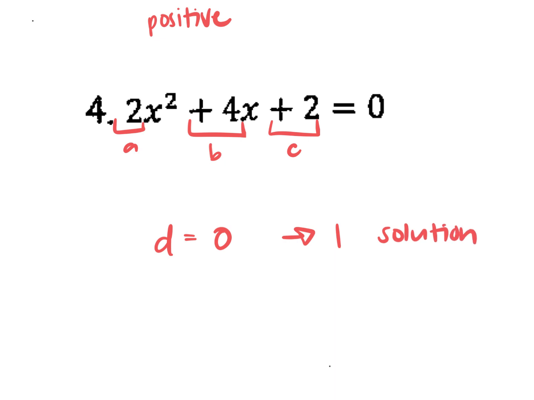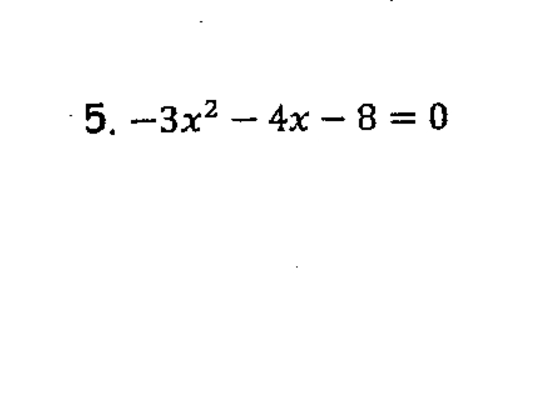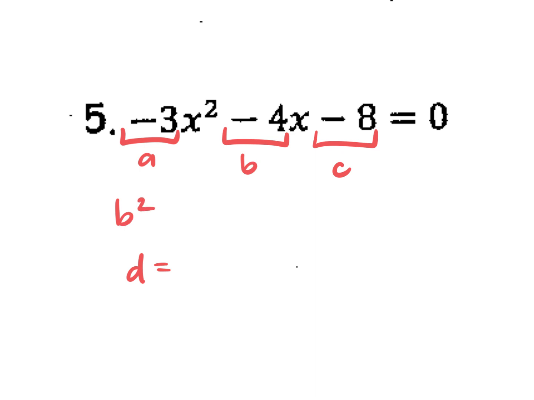Okay. Number 5, your a value is negative 3, your b value is negative 8, and your c value is negative 8. So when you plug that in the calculator, you should get, for your discriminant, using your formula of b squared minus 4ac, your discriminant is going to be negative 80, which is no solution because it is a negative number.